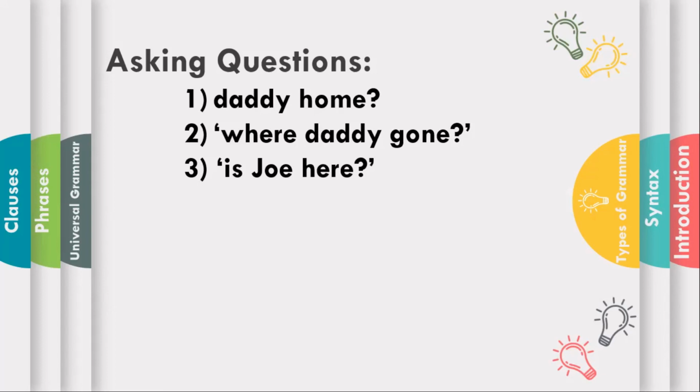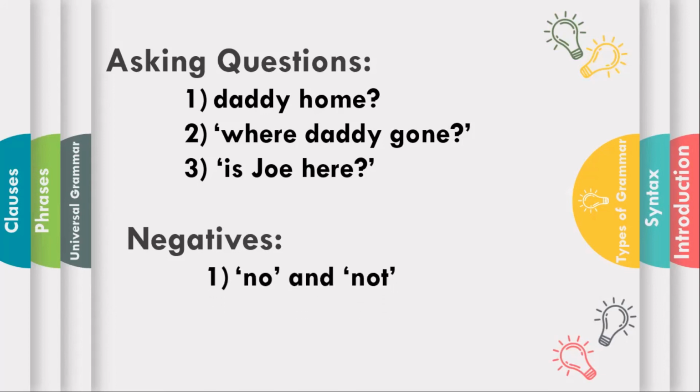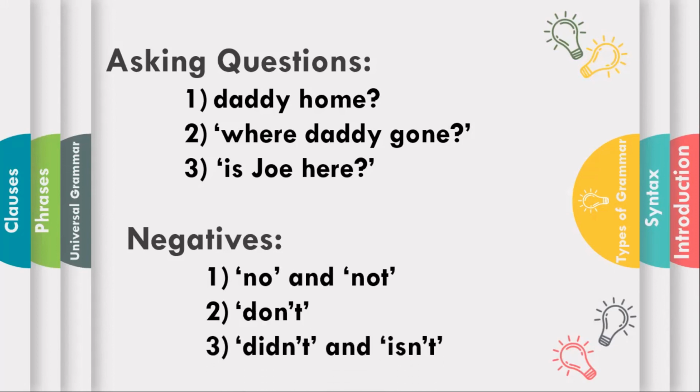So aside from asking questions, children use negatives. And this also happens in 3 stages. In the first, the words no and not are used in front of other expressions. For example, "no one." During the second year, don't and can't are used. For example, "I don't want it." While in the third stage, more negative forms are acquired, such as didn't and isn't, and negative constructions are used more accurately.